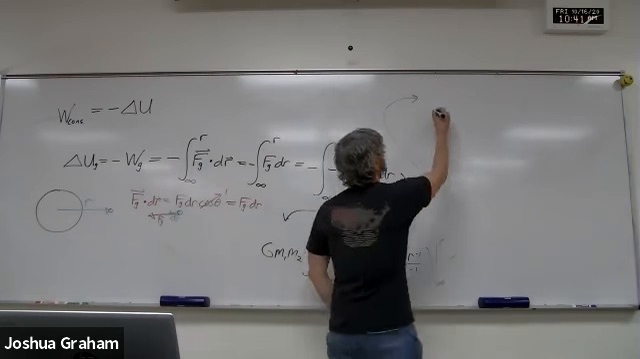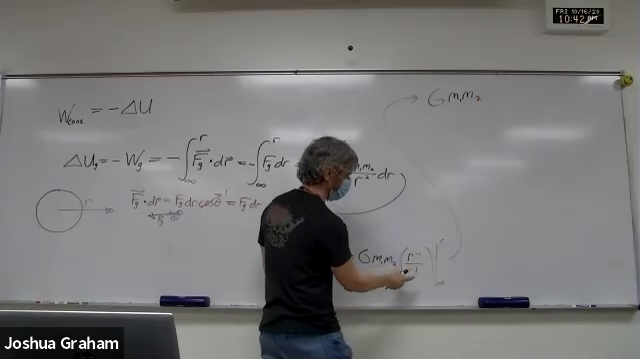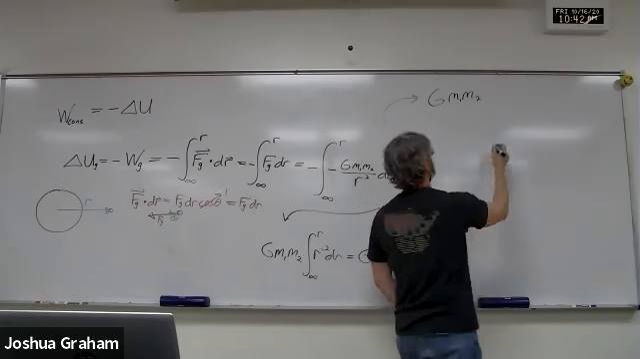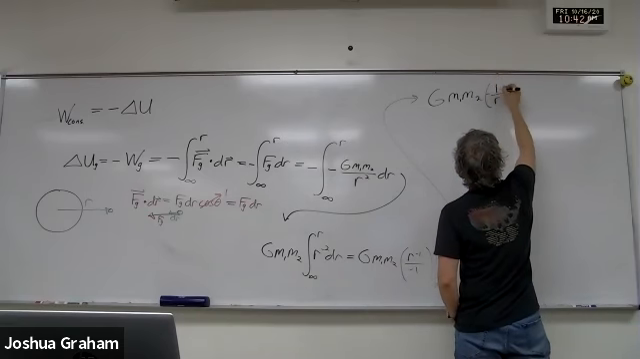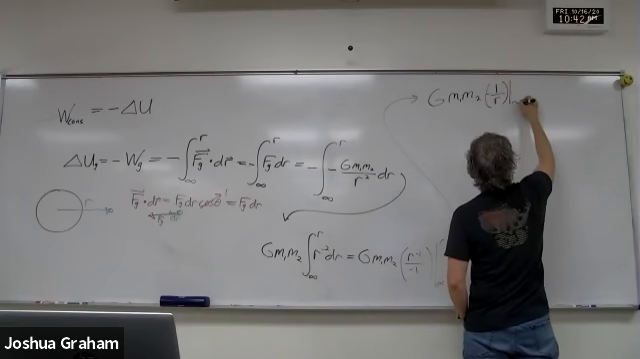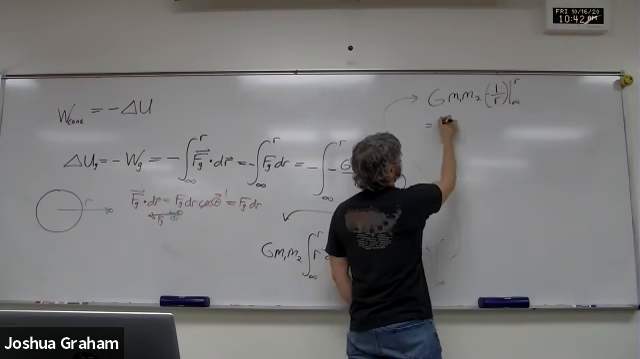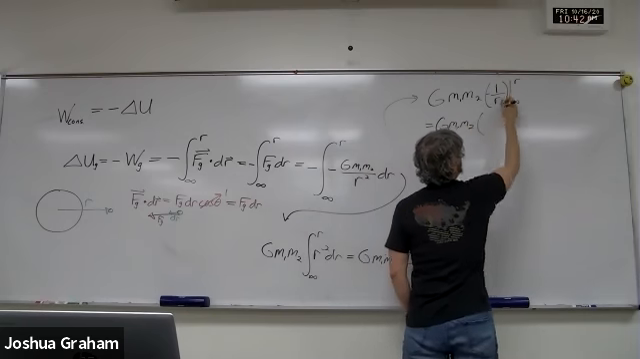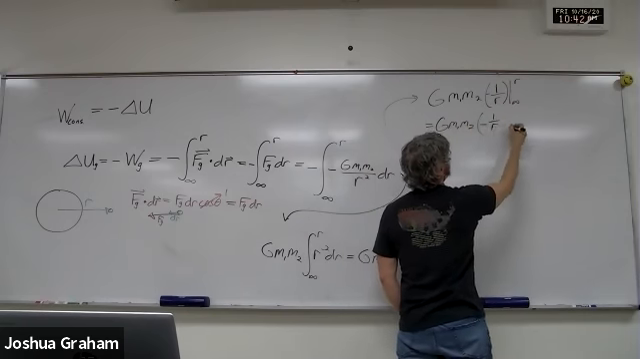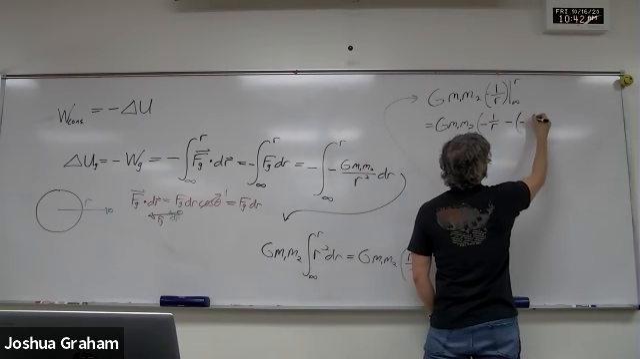And so now I have big G times M1, M2. And you can rewrite this if you want. This is essentially -1 over R, but I evaluate that from infinity to R, which is equal to big G times M1, M2 times evaluated at the top limit, -1 over R, minus evaluated at the bottom limit, -1 over infinity.